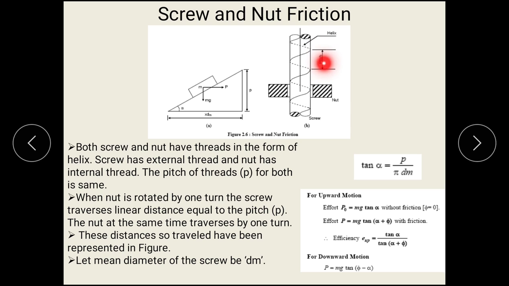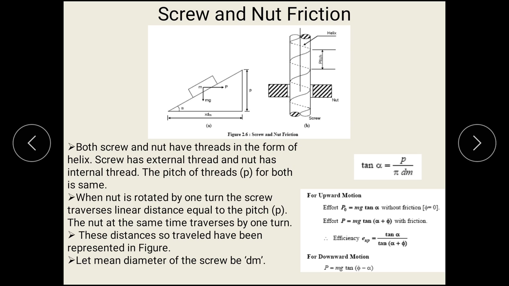The distance between the successive threads is called the pitch. So when the nut or screw is rotated by one turn relative to the other member, a linear distance will be traversed by the second member. If the screw traverses a linear distance equal to the pitch of 1, the nut at the same time traverses by one turn. The distance travelled is represented in the figure.